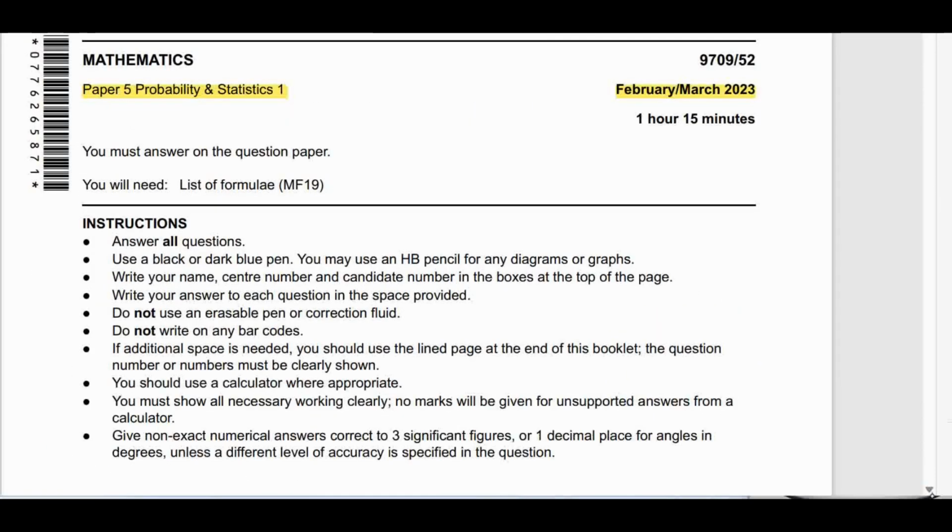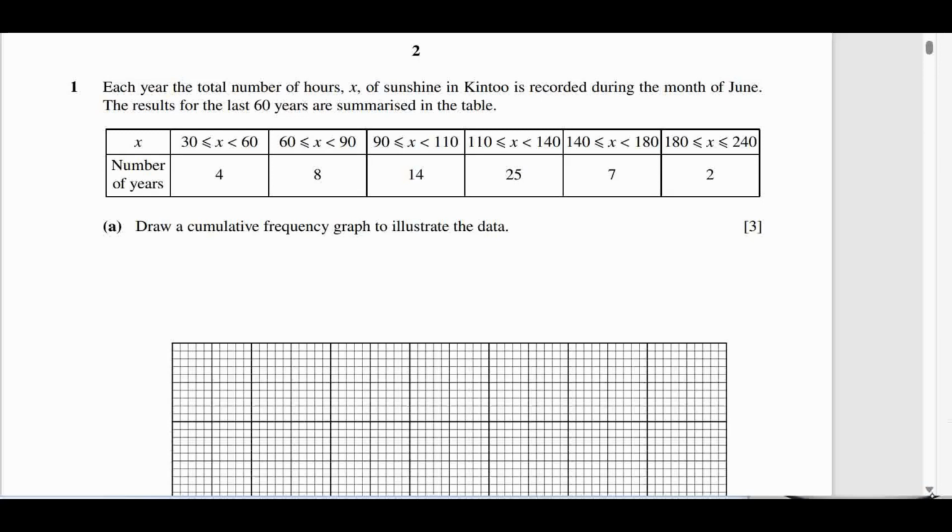Now these are the instructions we have to follow. Let's move to question number 1. Each year the total number of hours X of sunshine is recorded during the month of June. So a frequency distribution table is given to us. Draw the cumulative frequency graph to illustrate the data.